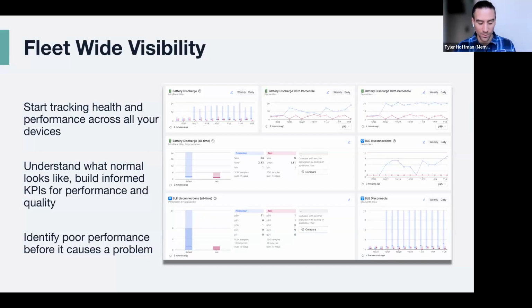I was tasked oftentimes with improving that flash write speed or erase speed, but I need to know, is that actually getting better over time? And that was one of the queries I would write for our data warehouse: are we spending less time writing to flash? And if so, great, I did my job.